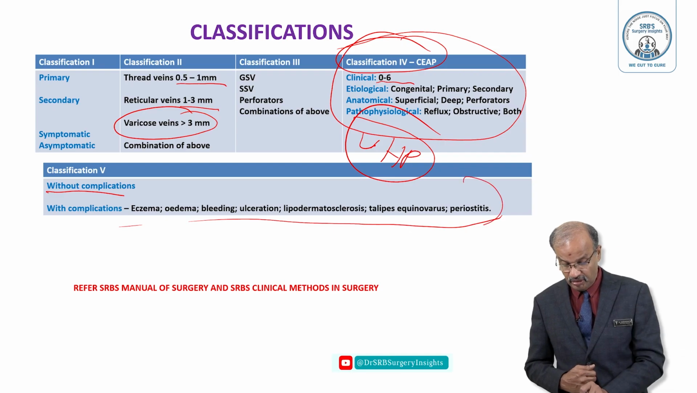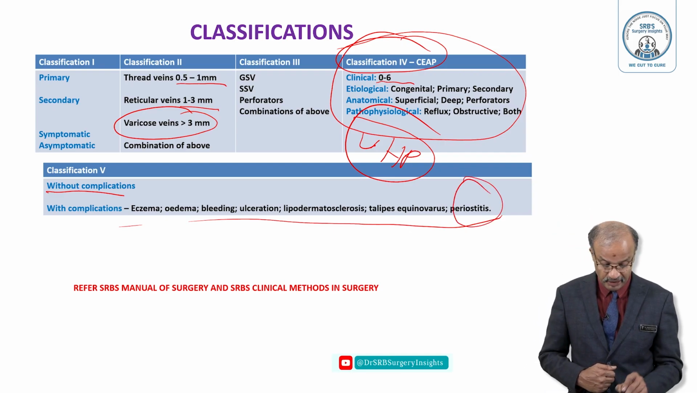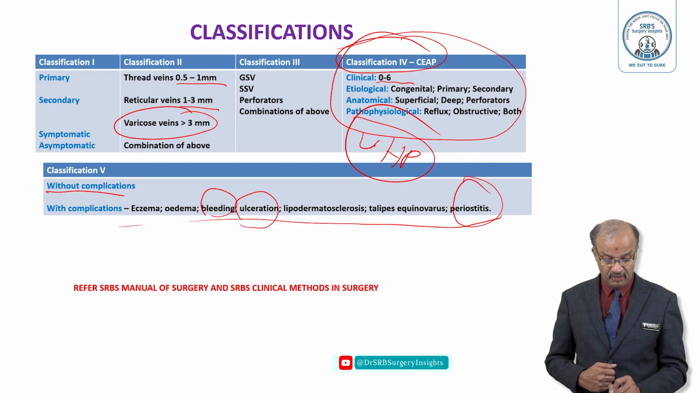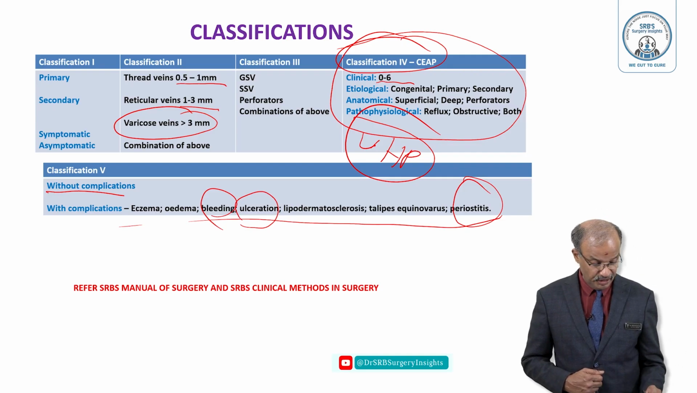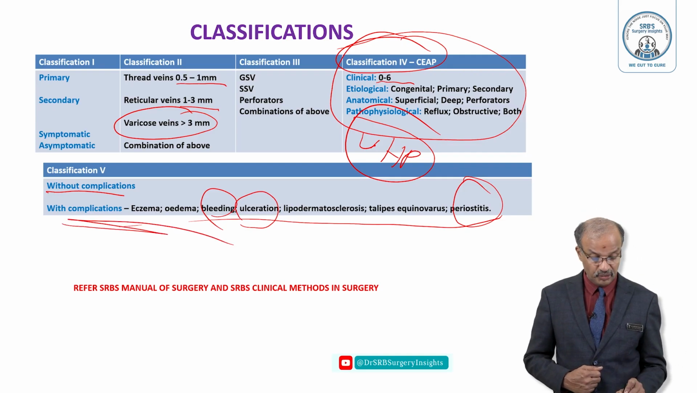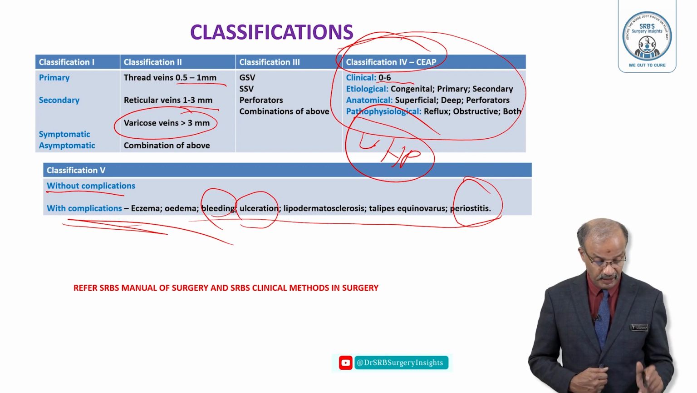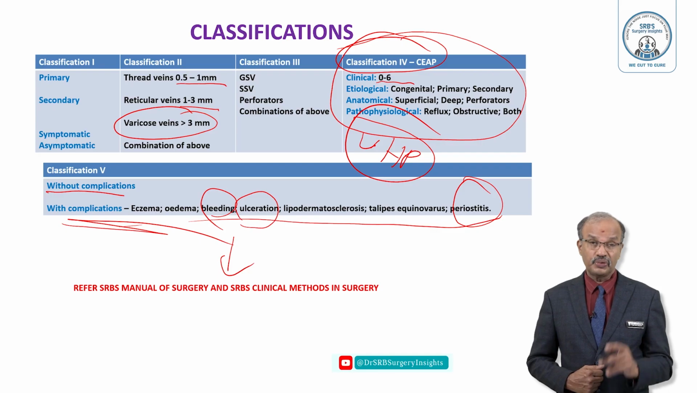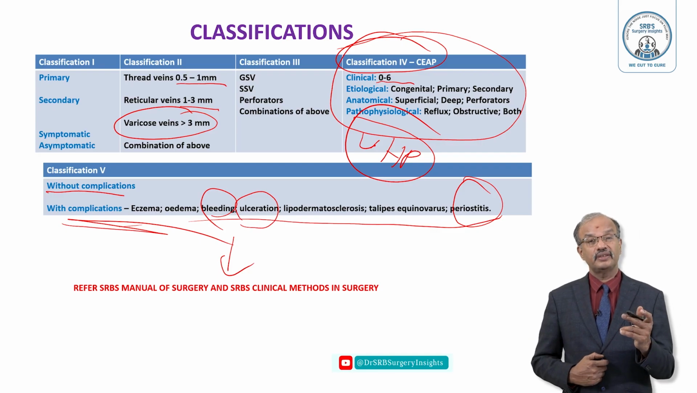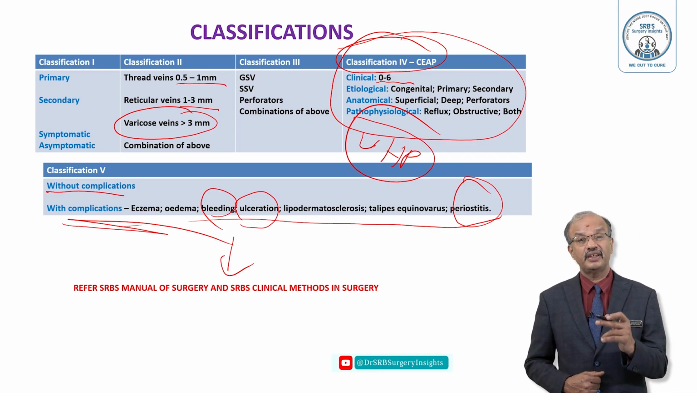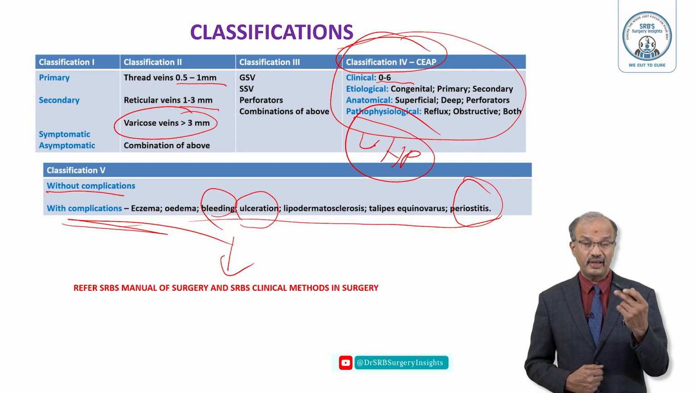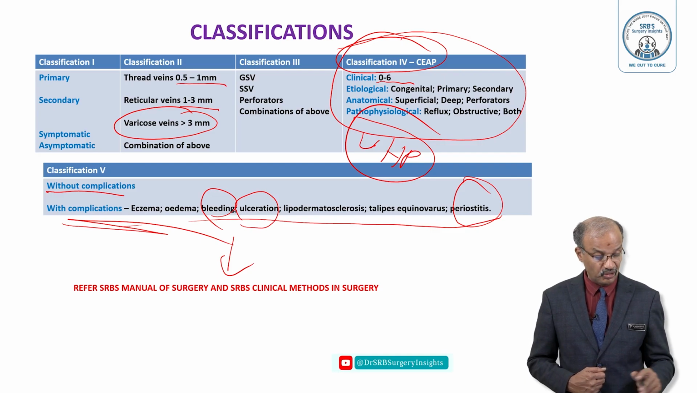Periostitis is very common, one of the main causes for severe pain. Of course, ulceration also. Bleeding is quite common, and is definitely an indication for surgery. So remember the complications of varicose vein. Often a short note is asked: enumerate complications of varicose vein. You should be able to write all these things. Of course, read my manual, go through my SRB surgical website and YouTube channel, Surgical Insight, where you can learn varicose vein in detail.